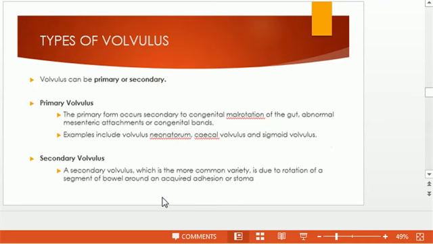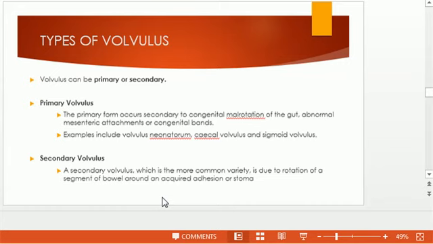Now, what are the different types of volvulus? Volvulus can be primary or secondary. Now, what is primary volvulus? The primary form occurs secondary to congenital malrotation of the gut. So in primary volvulus, usually there is some congenital anomaly, like congenital malrotation of the gut, abnormal mesenteric attachments, or congenital bands. So when these are the cause of volvulus, we say there is a primary volvulus. Congenital anomalies are associated.